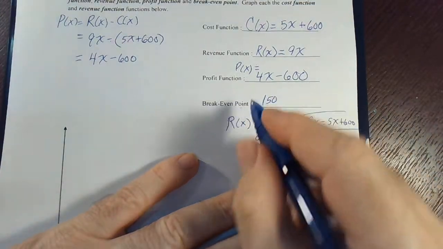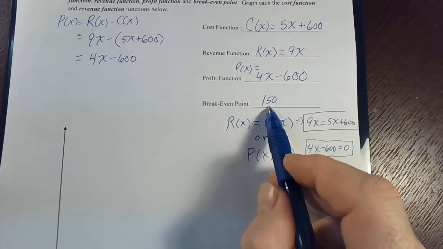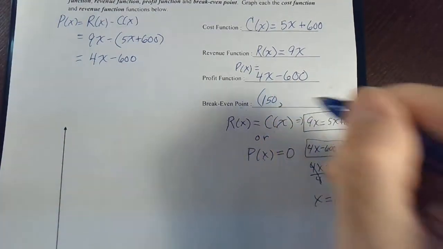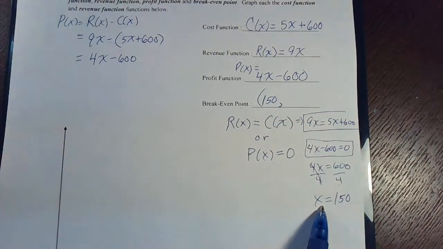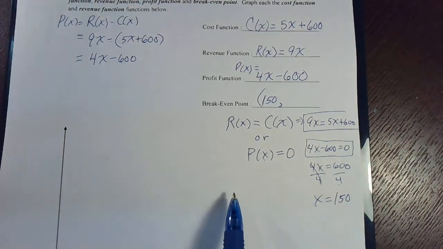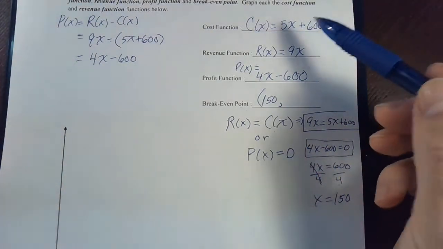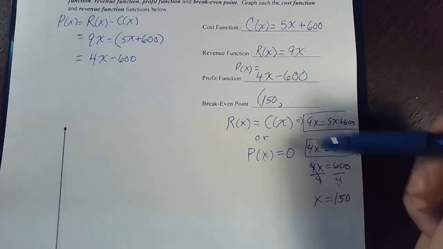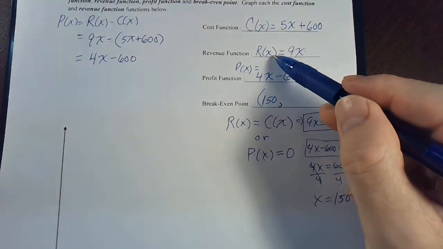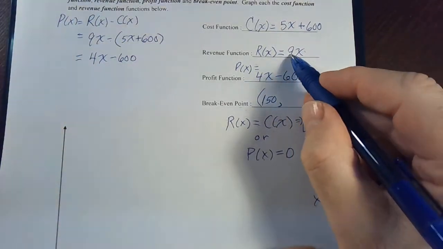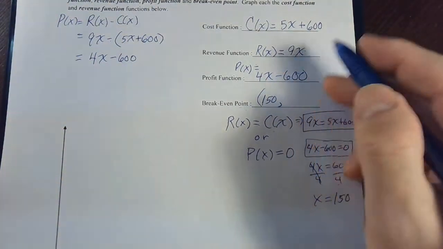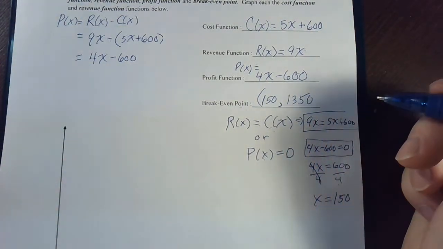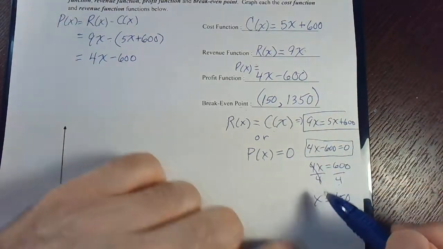We didn't actually find the break-even point. This is the x value of the break-even point. What you would do then is plug x into either one of these functions, and you'll get the same thing. If you plug in 150, you would get R(x) is 9 times 150, which is 1350. That's really the break-even point.